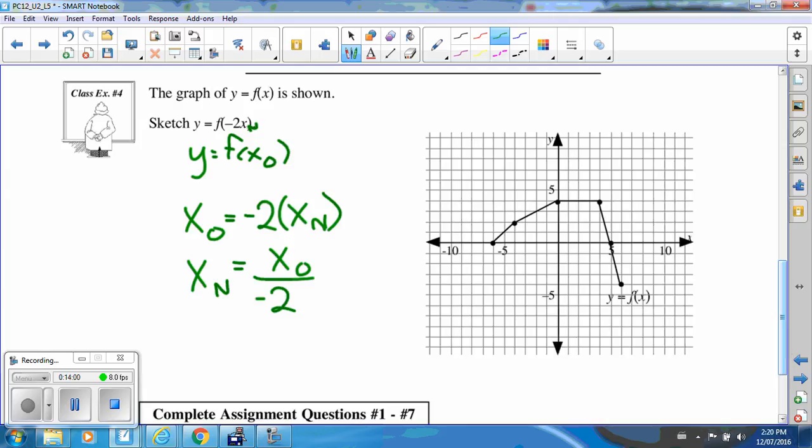So this old point is at -6. -6 over -2 is 3. This old point, -4, goes to +2. 0 stays 0. +4 is going to move to -2. +5 is going to move to -2.5. And then +6 is going to move to -3. So that's what that'll look like.